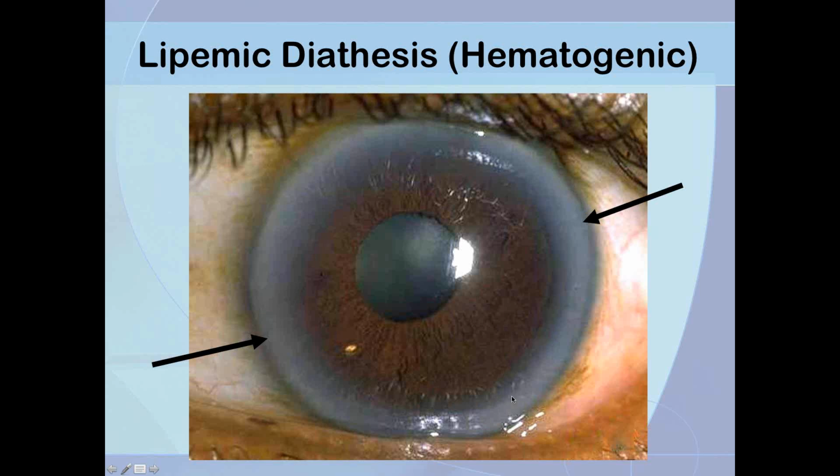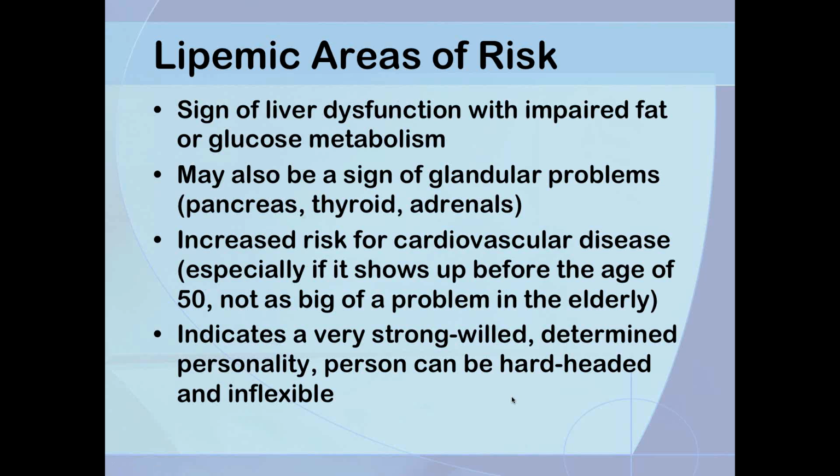This, as I mentioned, used to be called a sodium cholesterol ring. It has nothing to do with eating salt, and it really has nothing to do with cholesterol per se. It is a sign of liver problems with impaired fat or glucose metabolism. In other words, it is a sign that you're having problems with fat or glucose metabolism in the liver, which often can involve the glands as well. So it can involve problems with the pancreas, thyroid, or adrenals.